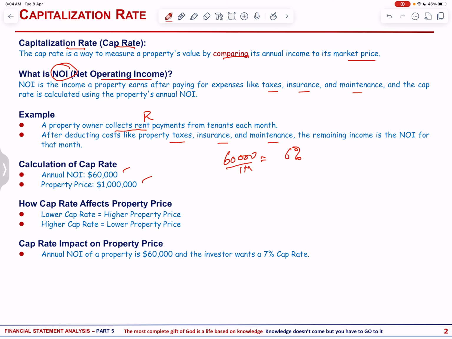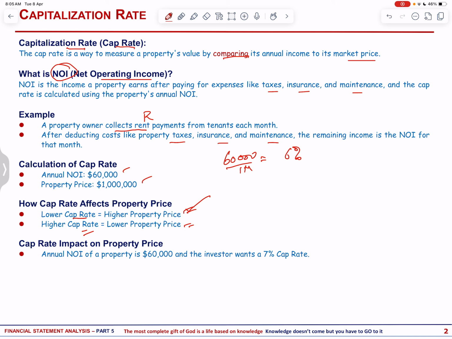So the capitalization rate is also an indicator of the risk associated with owning a property. Generally, lower cap rate will have higher property price, and vice versa. That is, higher cap rate will have a lower property price. And the reason being that if the cap rate is lower and it will have a higher property price, is that the investors expect lower returns because the property is considered less risky. In case of a higher capitalization rate, it will have a lower property price as investors expect higher returns because the property is considered riskier.